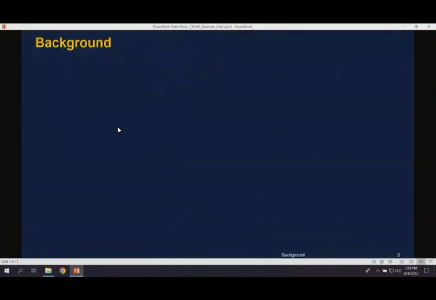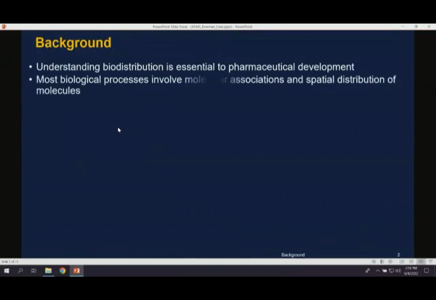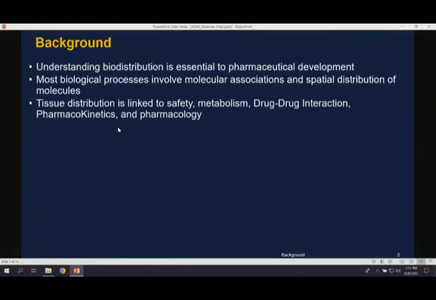But to give you some background, to put you in the headspace that we were in to be able to do these kinds of experiments: for the pharmaceutical industry, understanding of biodistribution is essential to any forward progress. And whenever you're looking at any biological processes, they involve molecular associations and the spatial distribution of molecules. That tissue distribution is linked to safety, metabolism, drug-drug interactions, pharmacokinetics, and overall pharmacology.